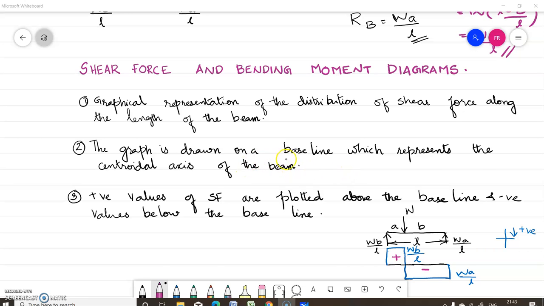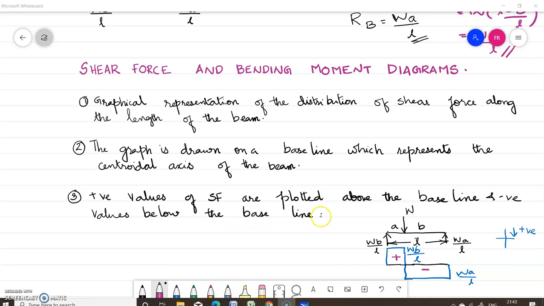The x-axis represents the centroidal axis of the beam. Now we have seen shear force may have positive and negative values. If you are taking a section line, all the forces acting downwards to the right of the section are taken as positive. So positive values of shear force are plotted above the baseline and negative values below the baseline.